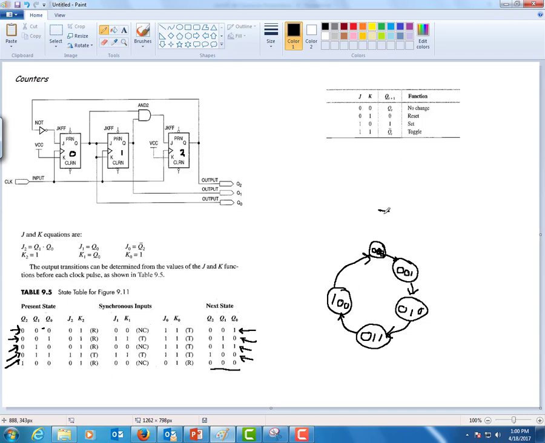Here's your state diagram. This is your state diagram. This kind of gives you a visual about the counter. This is your table, your state table. This shows you how it progresses through here. Obviously, this is your circuit.